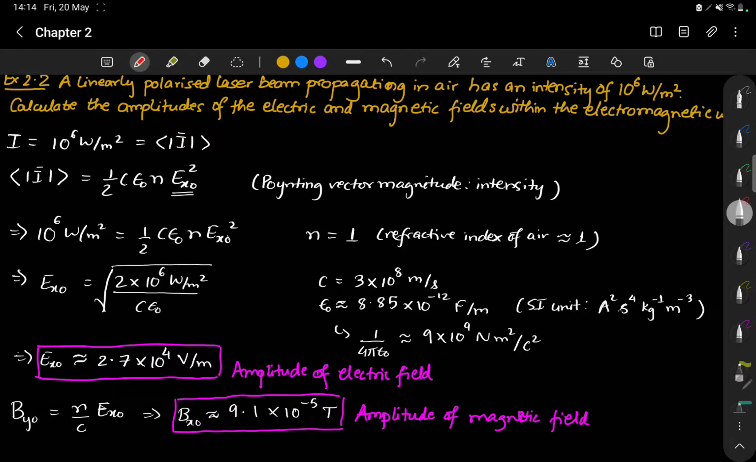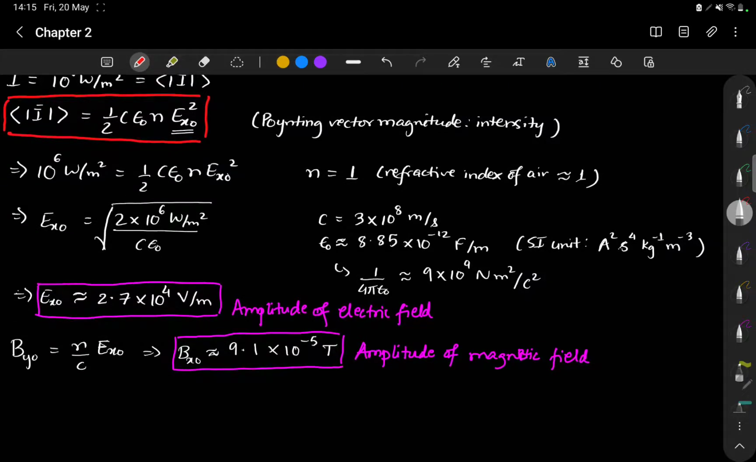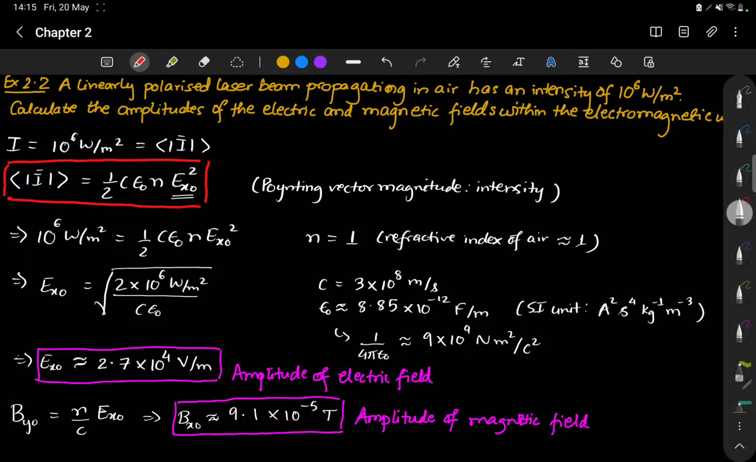So the important formula used in this question was the following. Where we use the fact that this side is the magnitude of the average Poynting vector and this value, the magnitude of the Poynting vector, happens to be equal to the intensity. This is from the definition. And the next formula that we have used is the following. This governs the amplitudes of the electric and magnetic field and how they are related with each other. So this solves the question. This was a numerical question and we have found out the values.